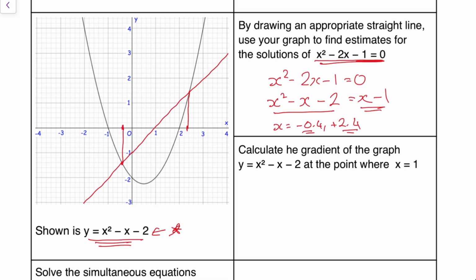Next question. Calculate just annoys me a bit. Calculate the gradient to the graph of this at the point here. Now, I'm pausing because I suspect it wants me to use the graph. So it would normally say in an exam using the graph, and you would have to show you doing it on the graph. So I'm going to assume that's what the question wants, but I'll do it both ways.